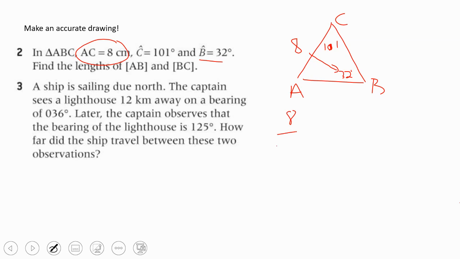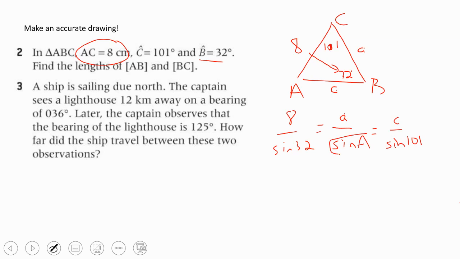So 8 over the sine of 32 equals little a over the sine of angle A, equals little c over the sine of 101.